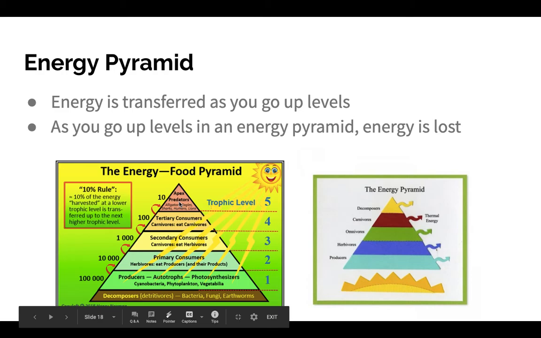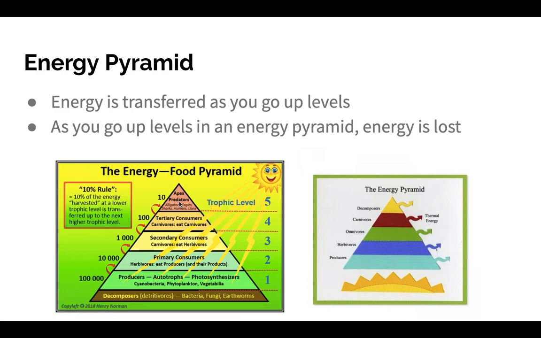So as you go up the energy pyramid, that energy gets lost. How does it get lost? Well, some of it's used when those organisms do their different cellular processes. They can be lost through heat. Over here you can see we've got thermal, which means heat. That energy goes back out into the atmosphere and is no longer available for other organisms to use.